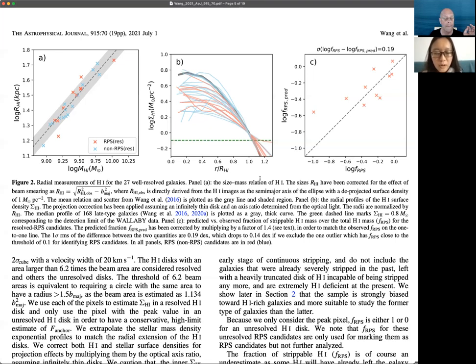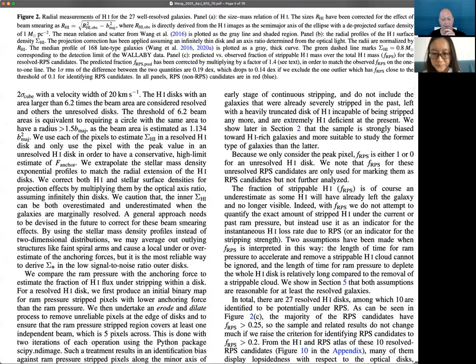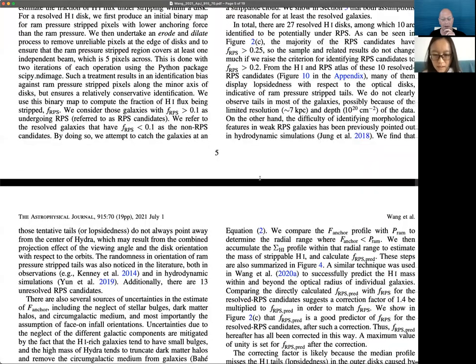As we just said, we're going to use a GAR model to quantify ram pressure strippable gas in a galaxy, and that is no problem for a resolved galaxy. But how will we do that for an unresolved galaxy? That will be shown in the next figure. That is figure three. Let's go to figure three.